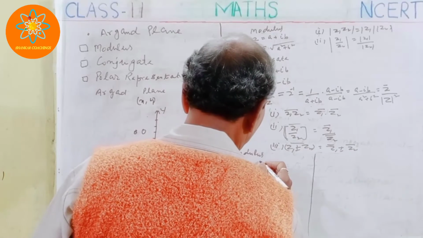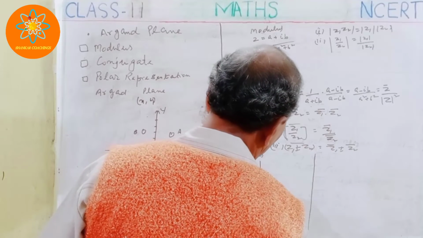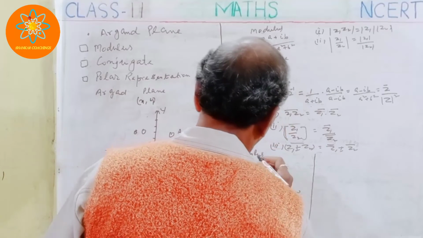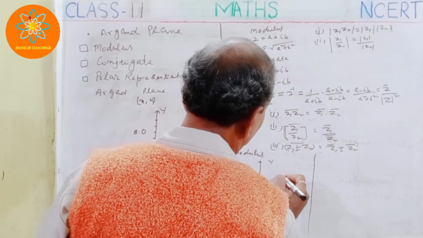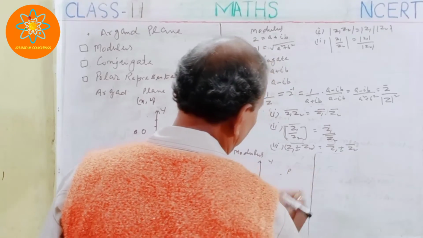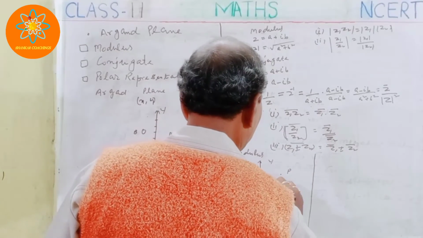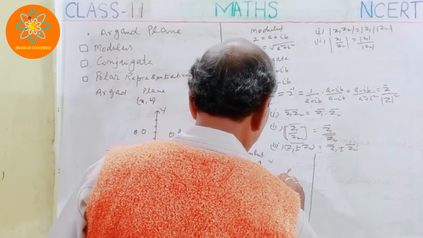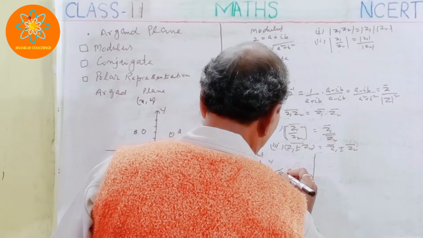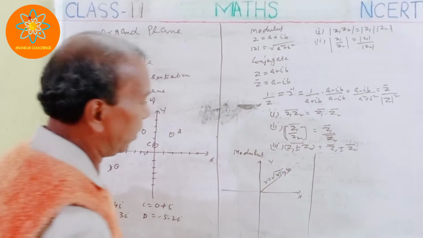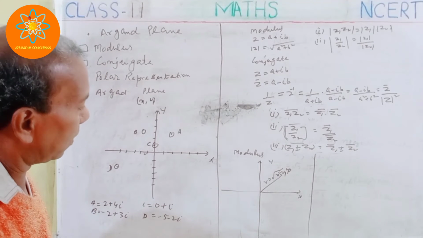On the Argand plane, this is your x-axis, this is the y-axis. Let us suppose any point P is there and I want to find the modulus. How will we find it? Suppose that I represent it by R. So this R is equal to under root x square plus y square. This point P is the representation of modulus on the Argand plane.